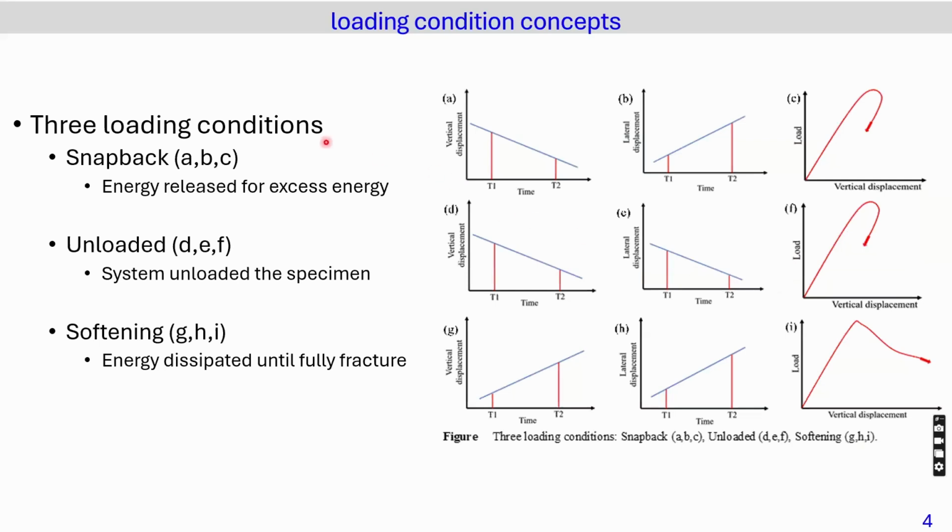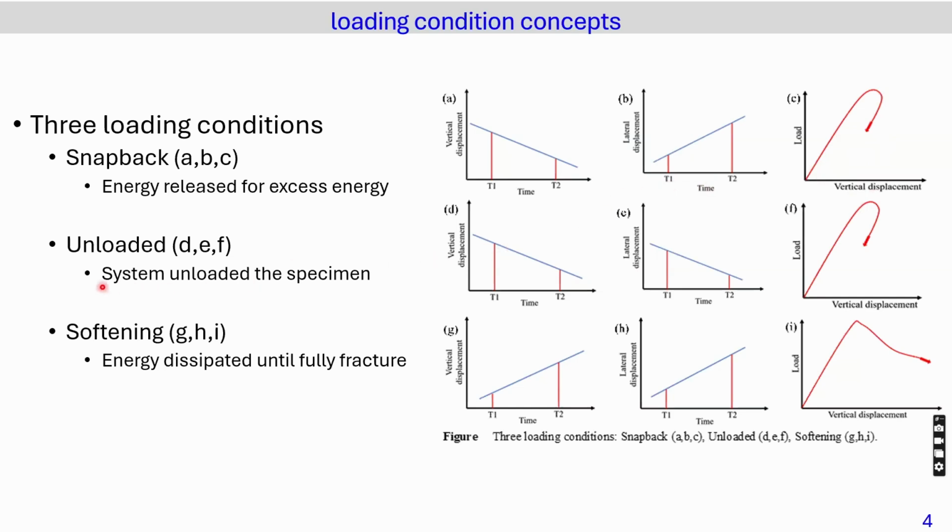Also, I will introduce three common loading condition concepts to give you some initial understanding of material failure behavior. For the first condition, we call it snapback. As you can see from the figure, the load is increasing with vertical displacement decreasing. However, the lateral displacement is also decreasing over time. This means the material is under lateral control to release the excess energy.